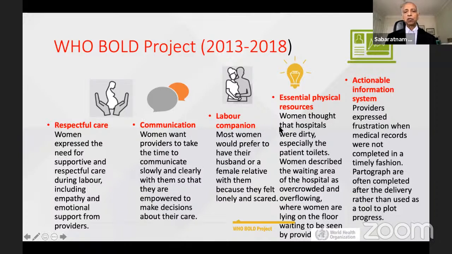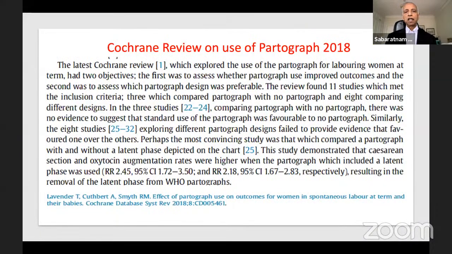Essential physical resources, not only the bed, but the toilet facilities, and to avoid overcrowding, and actionable information that the medical record should have about the fetal heart rate, partogram, and the cervical dilatation. So all this has to be combined for the labor care guide.